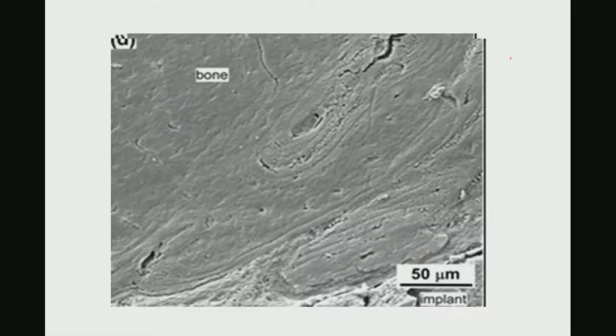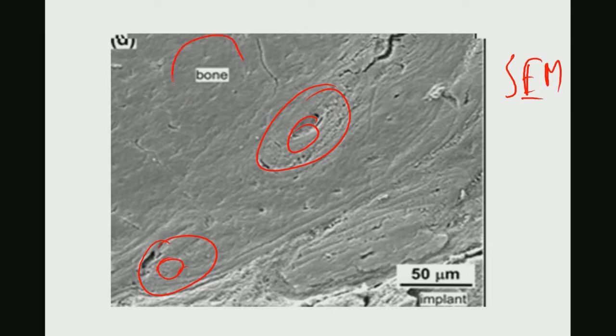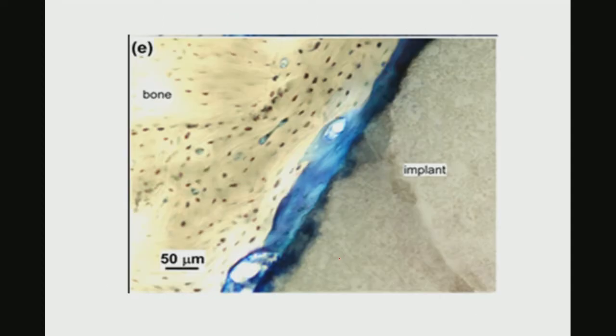This is a scanning electron microscope image just to show the osteons and so on in the host bone structure. This is the host bone structure and your material is somewhere down this side. This is some more histology images just to show characteristic cellular morphology in the host bone around the implant.